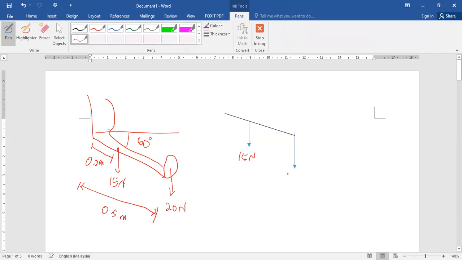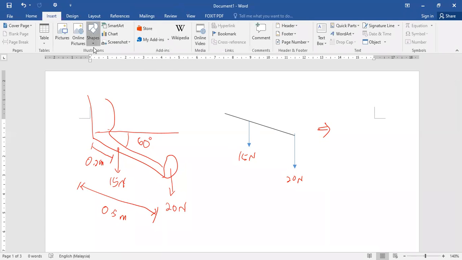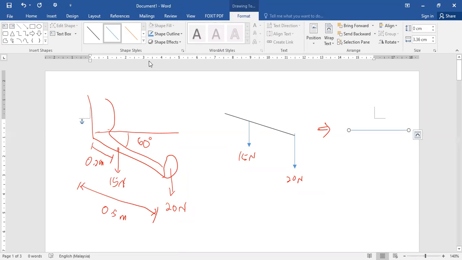What we need to do, we want to convert. Either you resolve the arm or you resolve the force. No matter how, finally, we wish to get the distance of the arm, the area, the radius, together with the force.